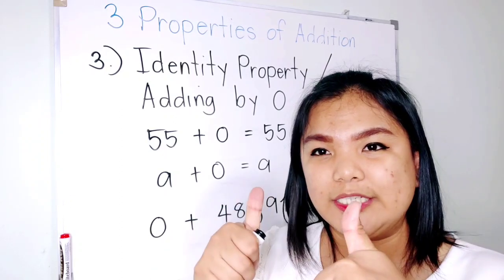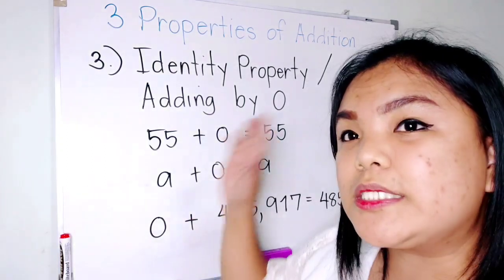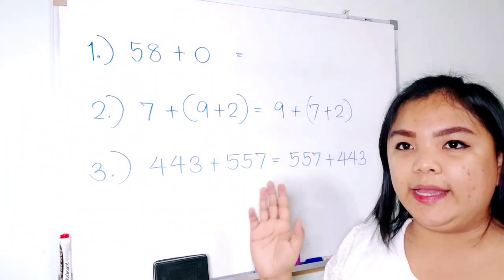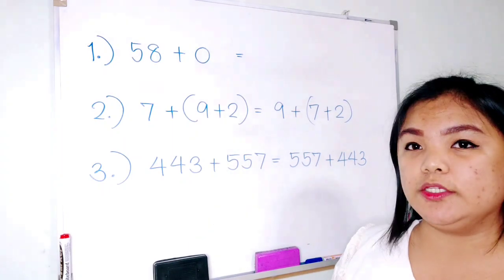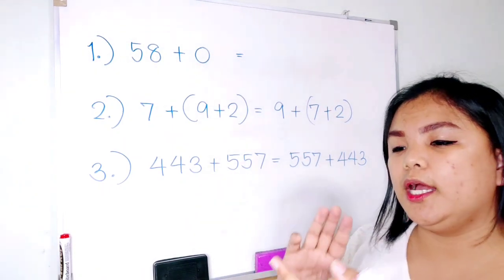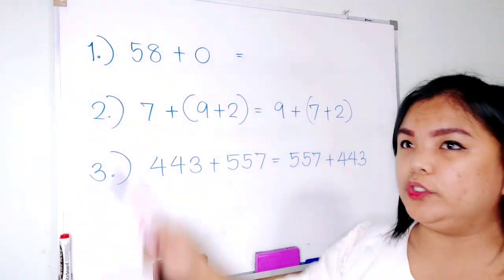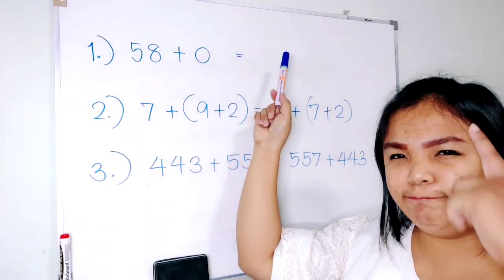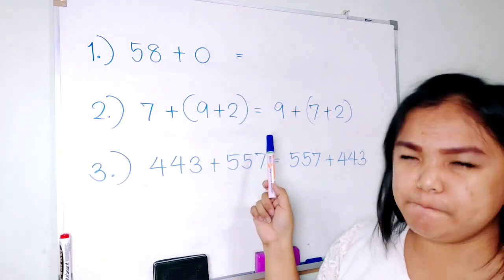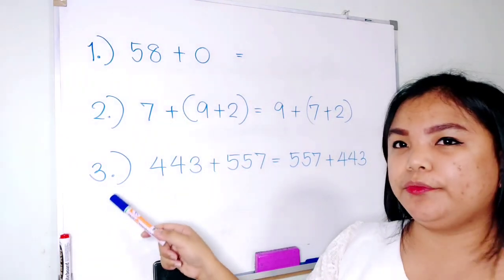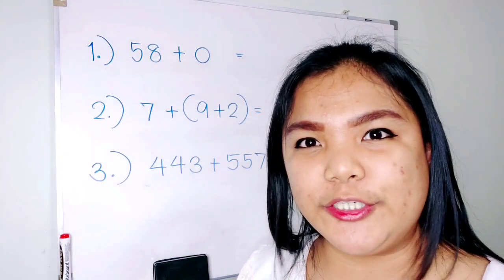Okay? Do you understand? Okay, I will give you an example and please state what property. Now, it is your turn. Please state the different kinds of property. So, we have commutative property, associative property, and identity property. So, in number one, what property is this? Number two, what property is this? Okay. And number three, what property is this? I will wait for your answer.